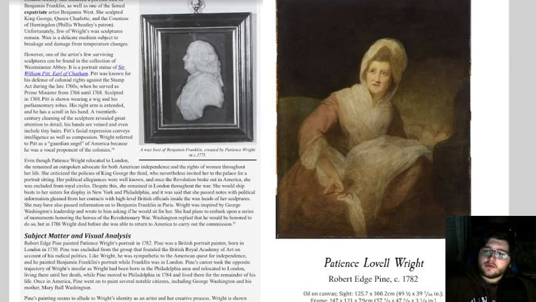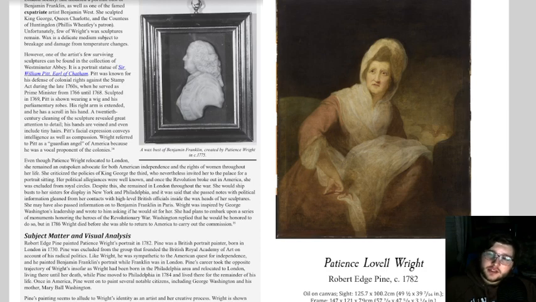Unfortunately, few of Wright's wax sculptures remain. Wax is a delicate medium subject to breakage and damage from temperature changes. However, one of the artist's few surviving sculptures can be found in the collection of Westminster Abbey. It is a portrait statue of Sir William Pitt, Earl of Chatham.